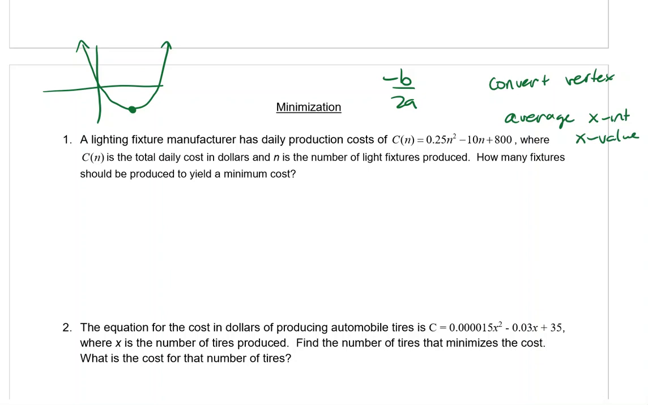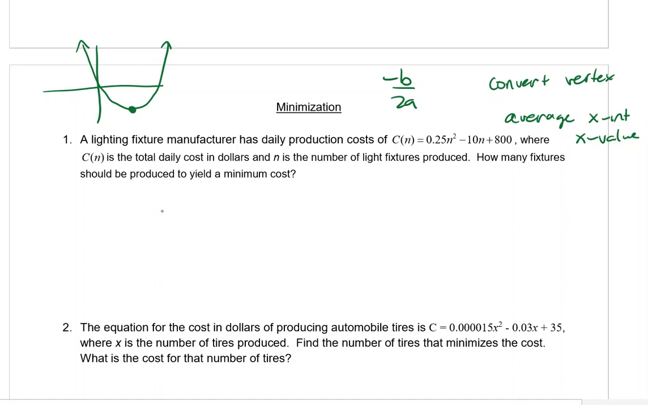So, minimization. A lighting fixture manufacturer has a daily production cost of C(n) = 0.25n squared minus 10n plus 800, where C(n) is the total daily cost in dollars, and n is the number of light fixtures produced. How many fixtures should be produced to yield a minimum cost? So I want to figure out how many I need to make in order to minimize the cost.